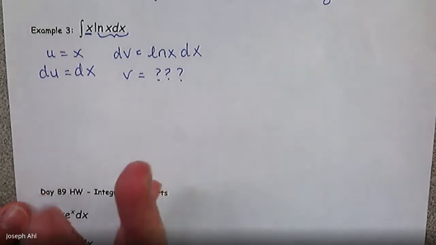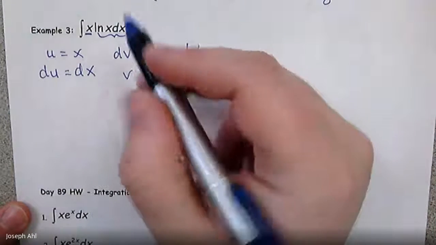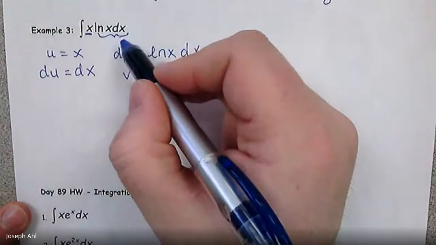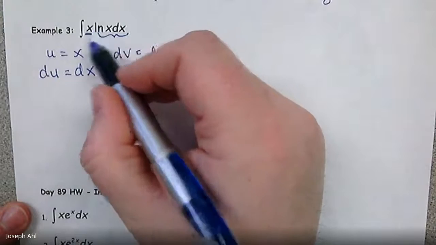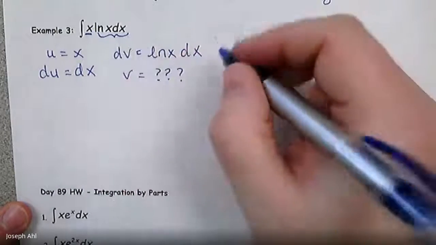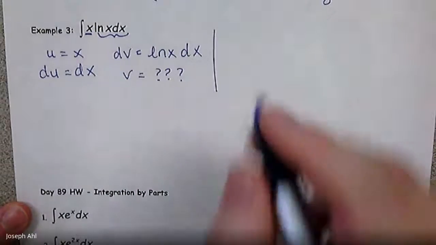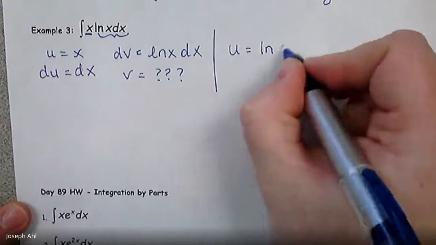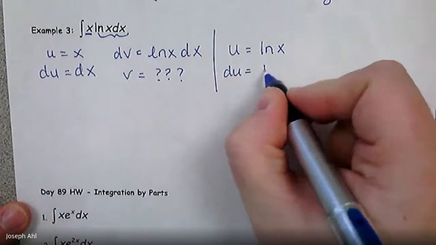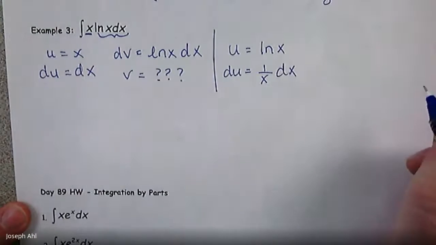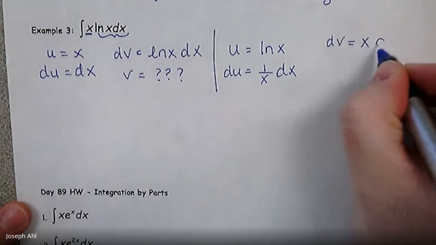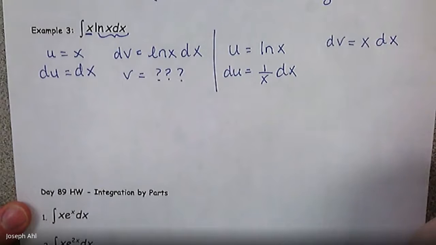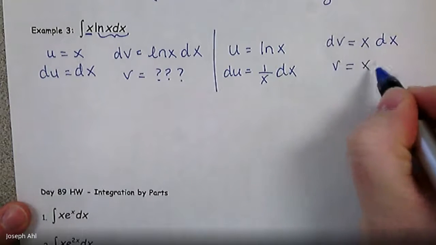So if that's the case, then you're going to have to switch it. You're going to have to let u equal ln x, and then you're going to have to let dv equal the x dx. So let's think of this differently here. If u equals ln of x, then we know that du is 1 over x dx. dv, we were saying, should be now x dx. So therefore, v is equal to the integral of x, which would be x squared over 2.